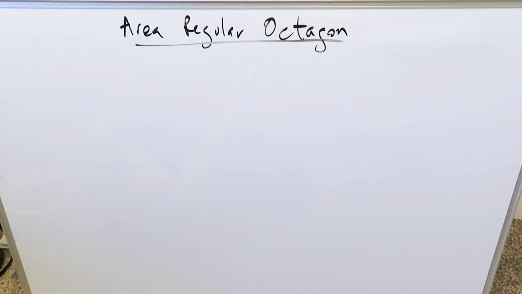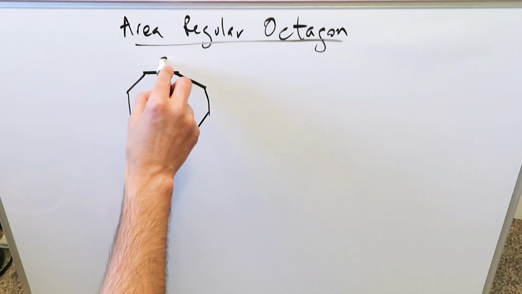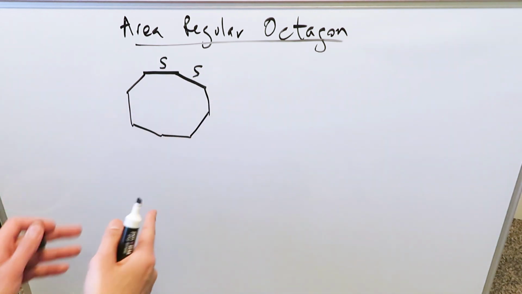We're looking here at the area formula of a regular octagon, an 8-sided polygon where each side is equal, hence the term regular octagon. This right here is your regular octagon. Of course I could have drawn it better, but each side here is an S. You see it all around.